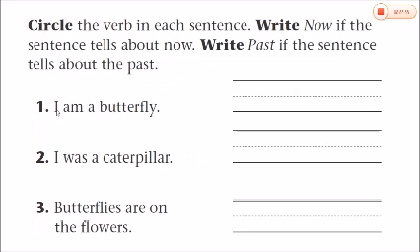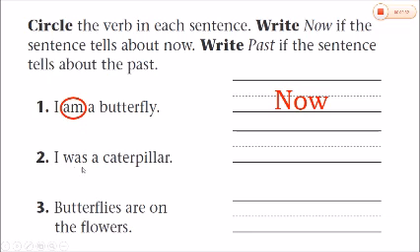Number one, I am a butterfly. Catch the verb. Am. So here, Farida, is the sentence about now or in the past? Now. It tells about now. We said that no am in the past. Am left the house in the past. She left the house. Yes.